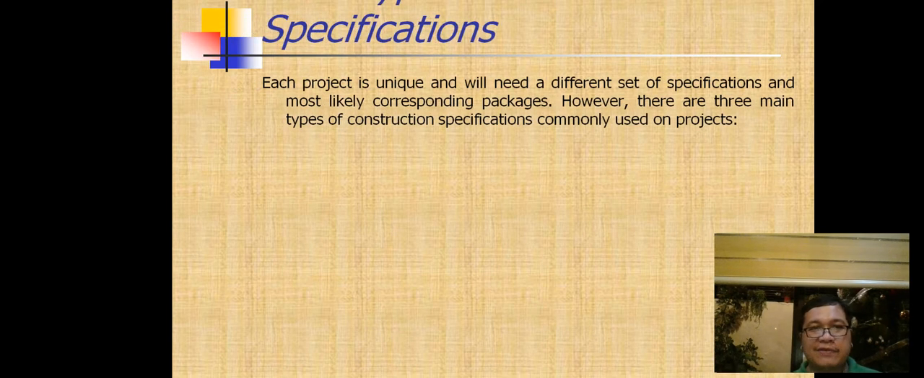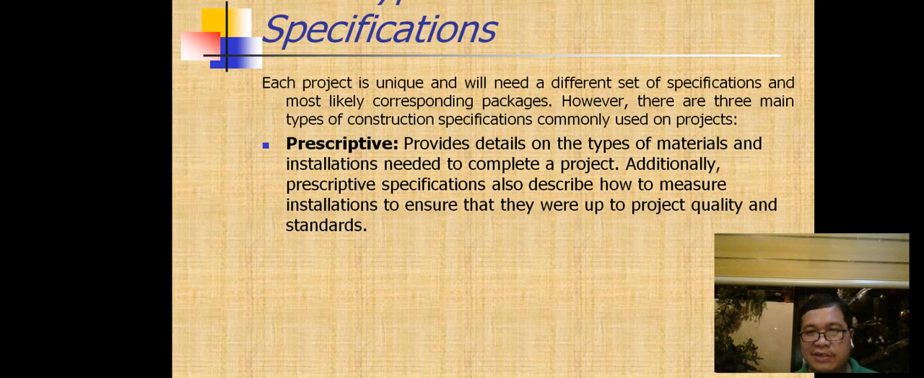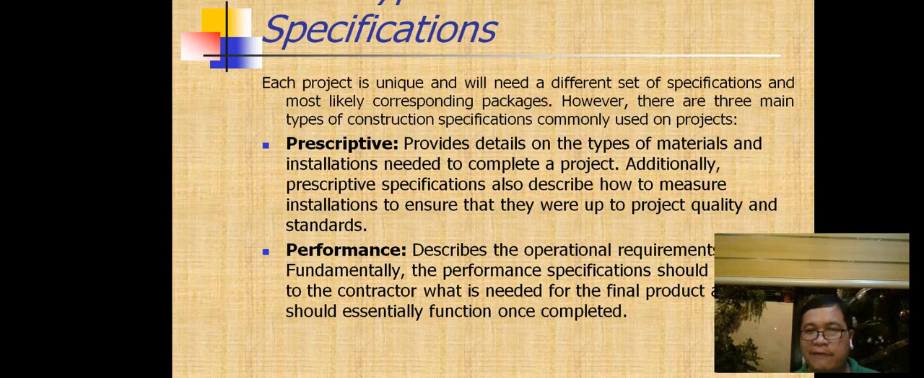So the main types of construction specifications: you have the prescriptive, which provides details on the type of materials and installations needed to complete the project. Additionally, prescriptive specifications also describe how to measure installations to ensure they're up to project quality and standards. Then you have your performance, where you describe the operational requirements.